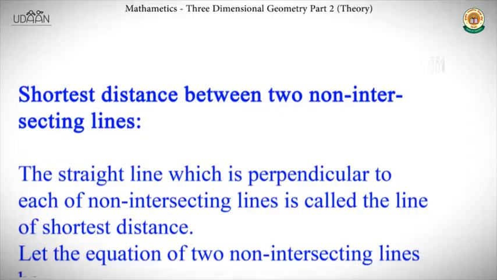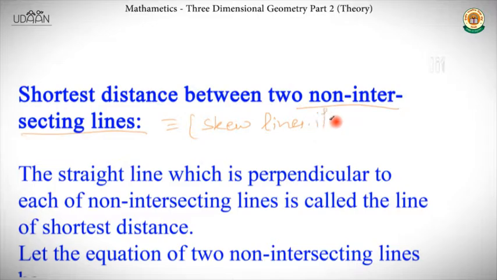So now let's get started with a different section of 3D geometry. We need to find the shortest distance between two non-intersecting lines. What are such non-intersecting lines called? These are known as skew lines.